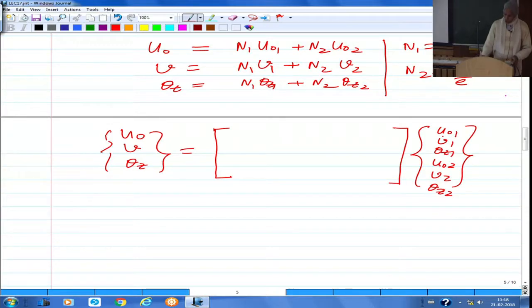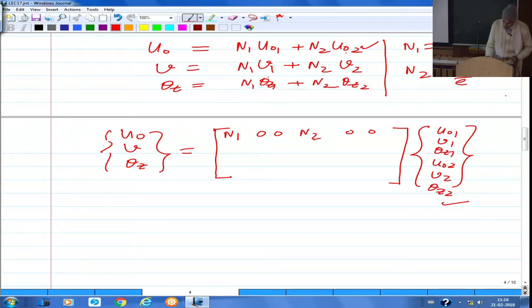So as we know, u naught is n1 u naught 1 plus n2 into u naught 2. So the first equation is going to give you that. Therefore you need to put here n1 0 0, then n2 here, and again 0 0, so that when I multiply the first row with this vector here, you get the same thing, that u naught is n1 u naught 1 plus n2 into u naught 2. That is what you have here.